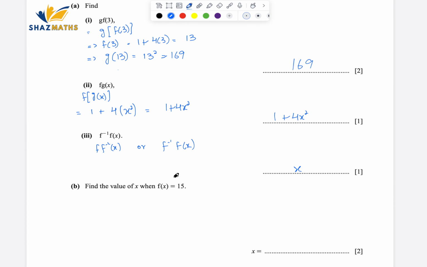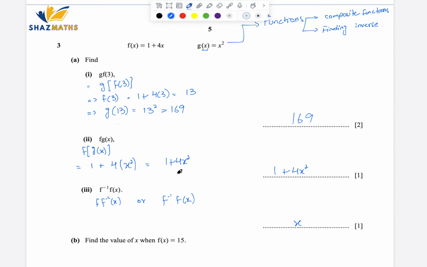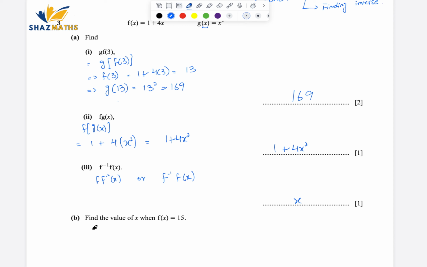Find the value of x when f of x equals to 15. So the definition of f of x was 1 plus 4x, and that is equivalent to 15. So we can see we have got a linear equation. There would be a single value of x if we solve it out.